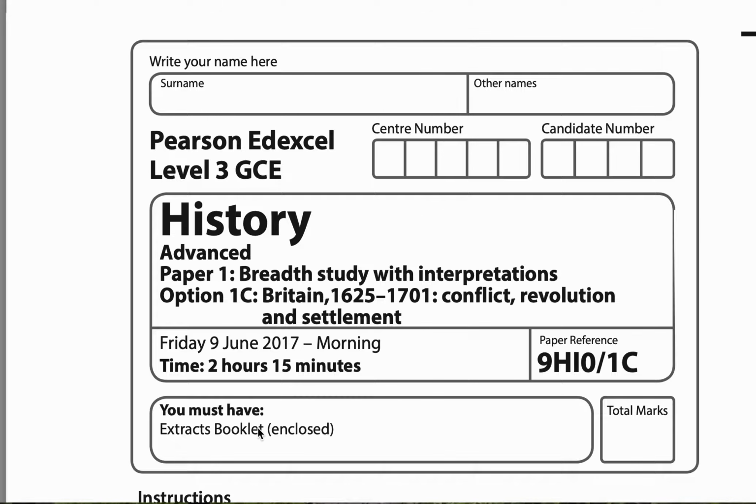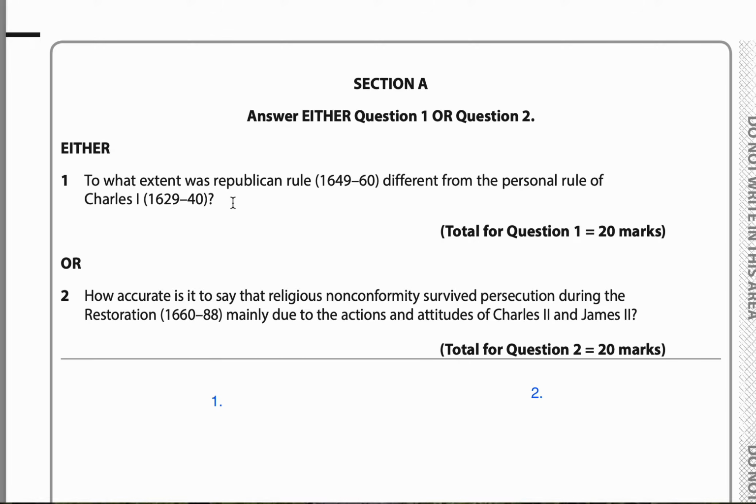Hello, so in this video I'm going to do a walkthrough of the 2017 Edexcel History A Level Paper 1, Option 1C Britain 1625 to 1701, and in this video I'm just going to do Section A. Obviously in the exam you just do one question from Section A, but I'm going to do both of them here, just so they're both done.